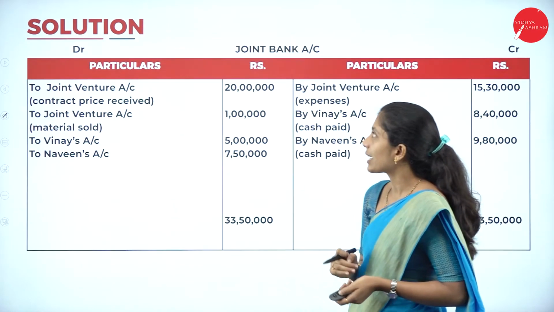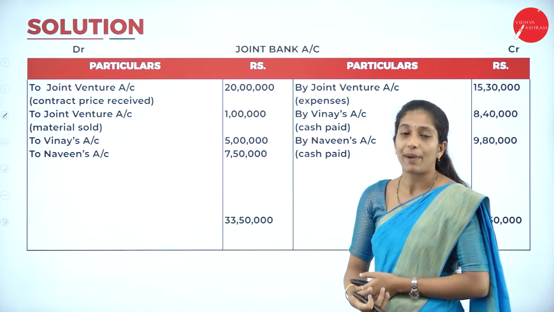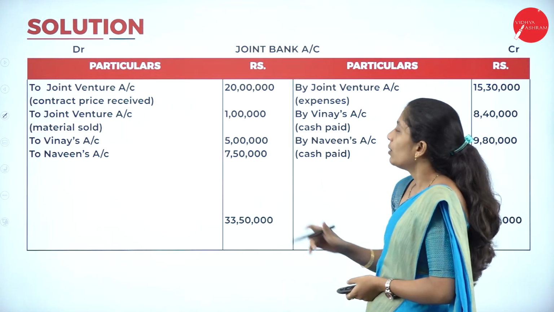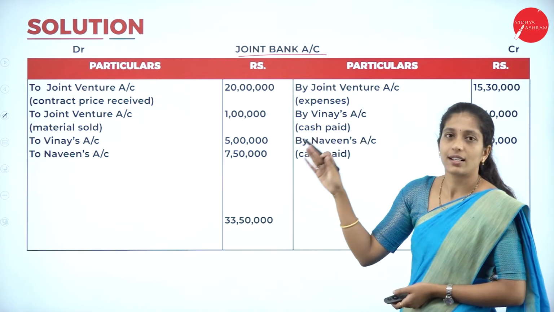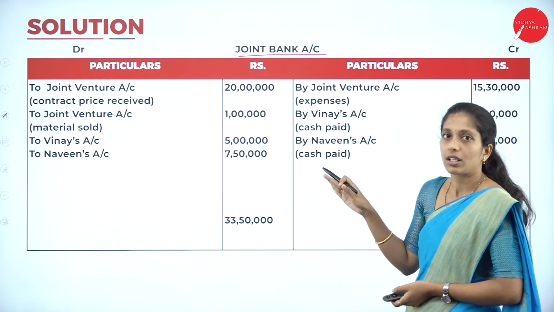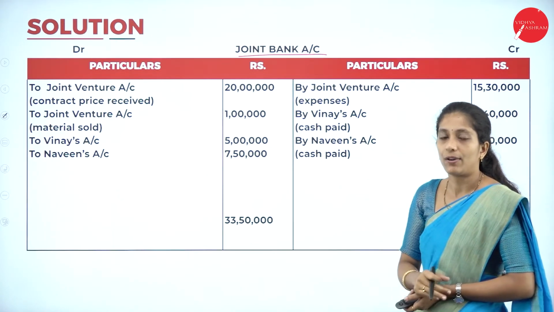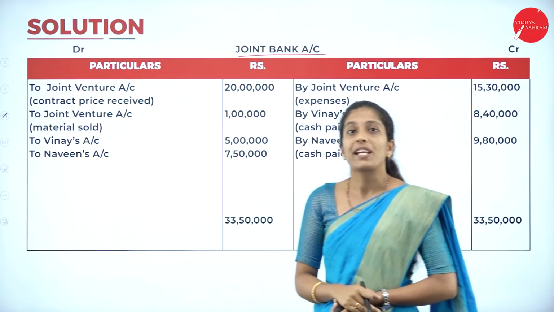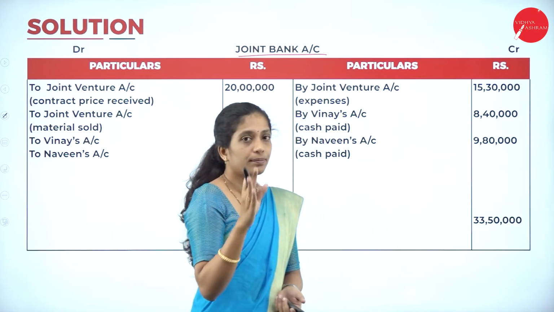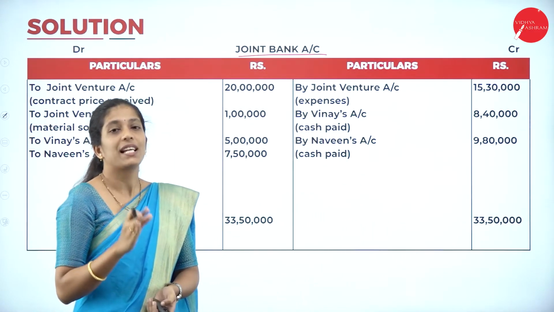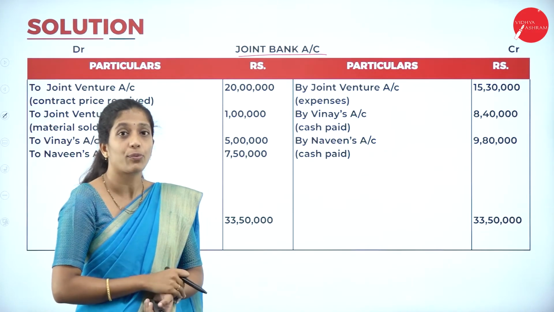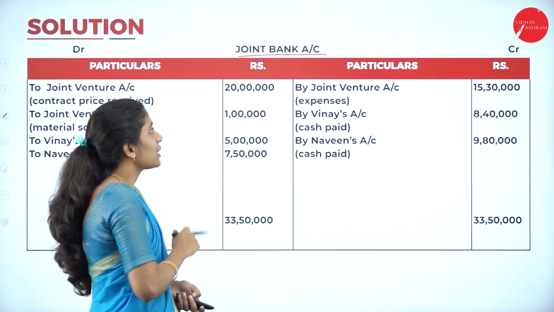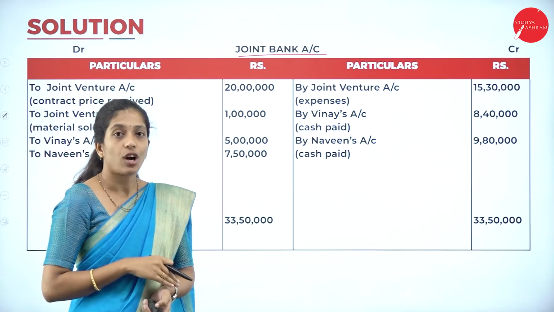Now the next account to be prepared is the joint bank account, right? So what is the format of the joint bank account? We'll have a debit and credit side. Under the debit side, particulars and amount; credit side, particulars and amount. Now, how to begin your joint bank account? As I told, if you're familiar with those two accounts, that is the venturers account as well as the joint venture account, it is very easy to record entries in the joint bank account.